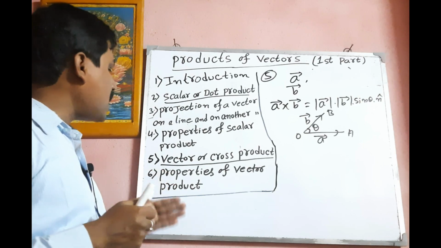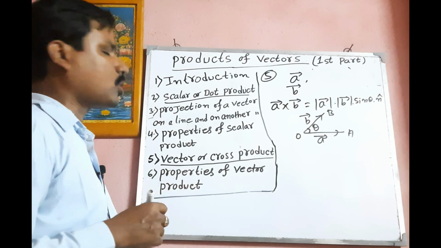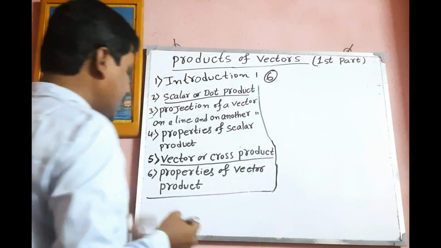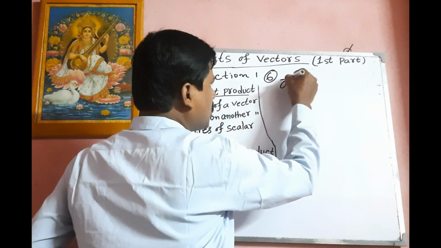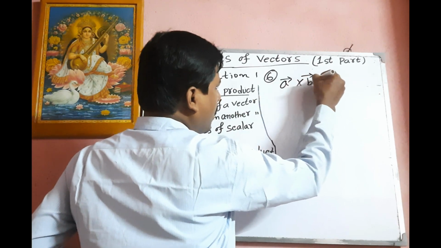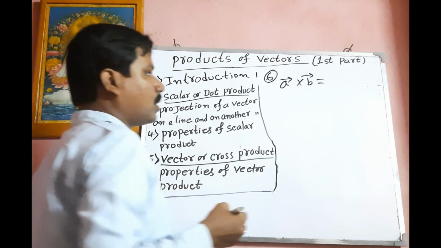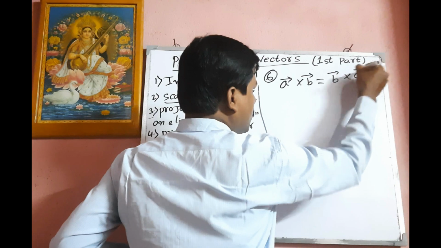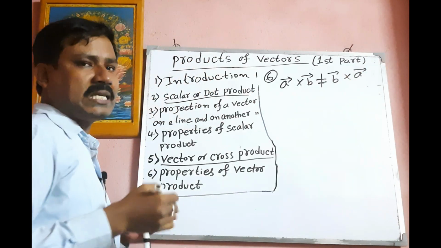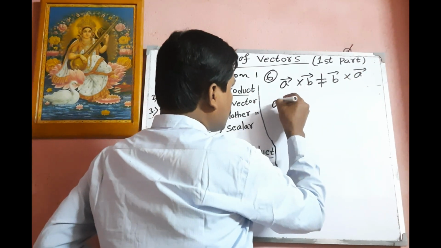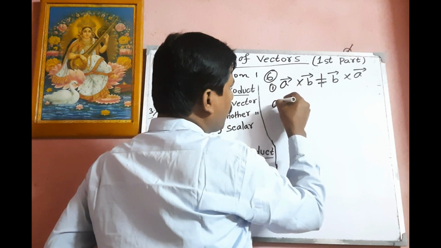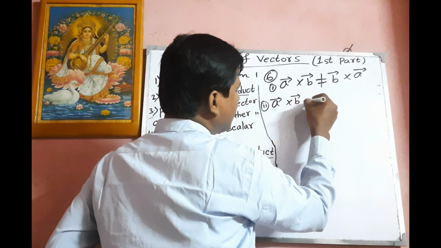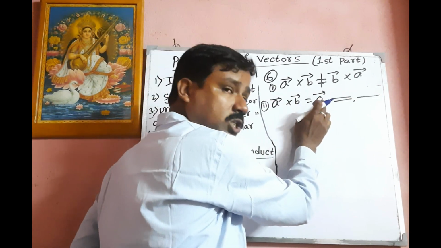And now we move to the last and final section, the properties of vector product. Now we are discussing the sixth part, the final part of today's discussion. In this part, for any two vectors A and B, A cross B is not equal to B cross A in general. And the second part: A cross B is 0 vector. This is not the scalar 0, this is a 0 vector.